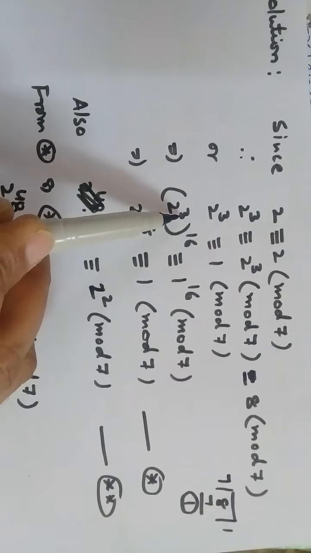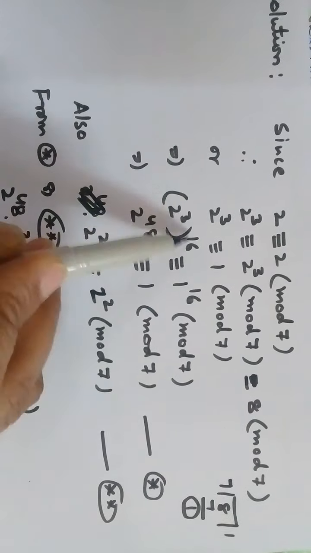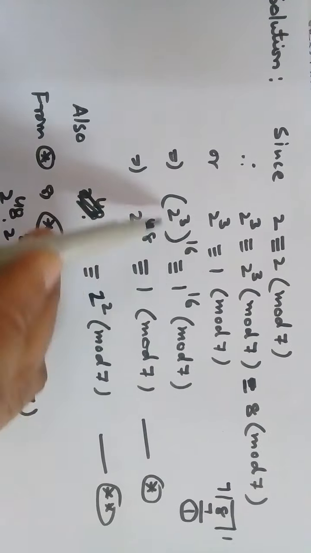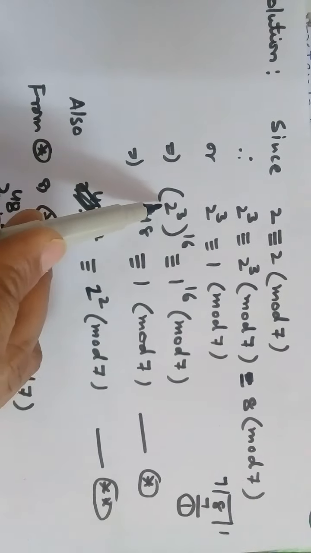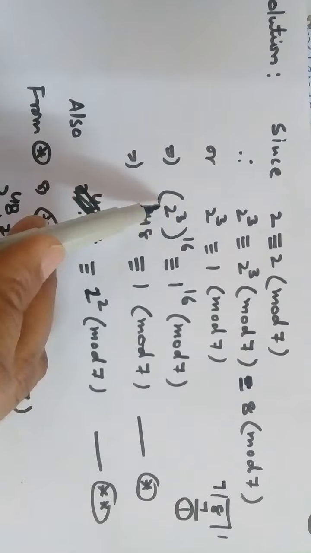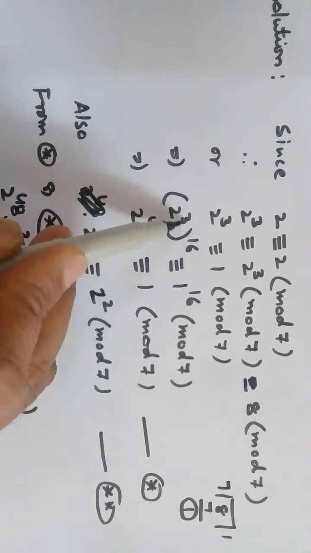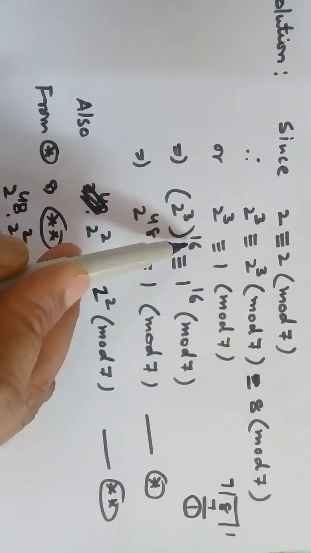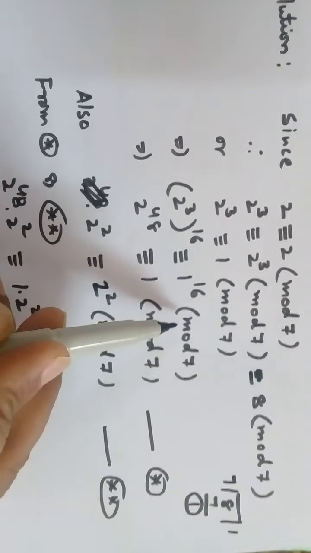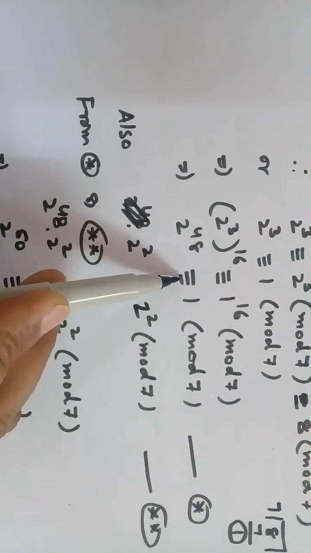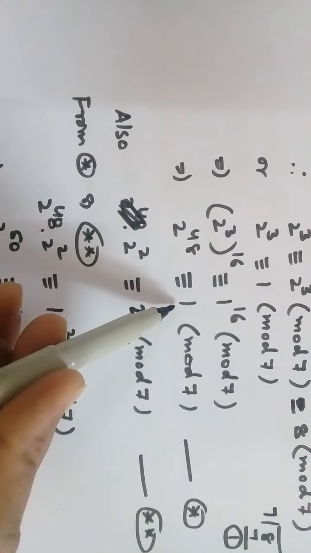This implies that 2 की power 3 की power 16, because we have to prove that 2 की power 50. So we reach near to 50. So 16 times 3 is 48. So 2 की power 3 की whole power 16 is congruent to 1 की power 16 modulo 7. 2 की power 48 is congruent to 1 की power 16, which is 1 modulo 7.